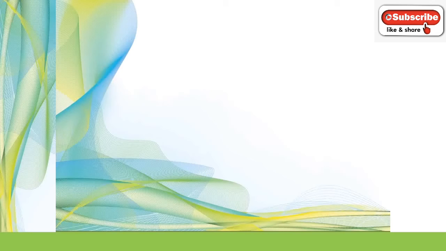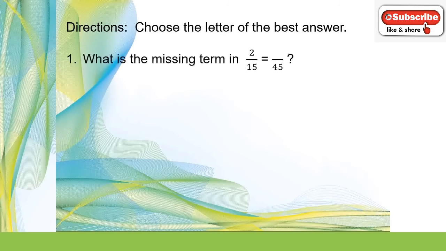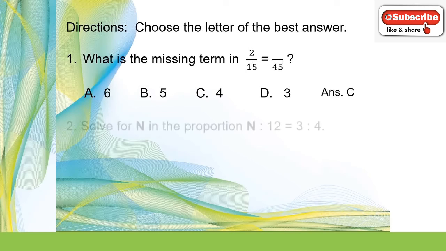Let us move on to the last part of our discussion. Another 5-item test is to be given to you. Write your answer in your math notebook. Directions: choose the letter of the best answer. Number 1. What is the missing term in 2 over 15 equals blank over 45? A. 6, B. 5, C. 4, D. 3. Please write your answer now. Time is up. The correct answer is letter C.